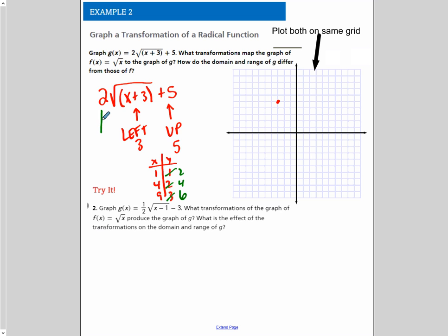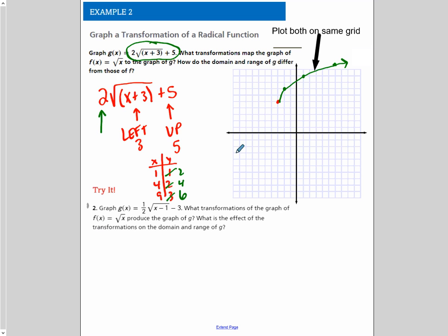Okay, so from this vertex, we'll go right 1, up 2, back to the red dot, and then we'll go over 4, up 4. And then instead of 9, 3, we'll go right 9, up 6. We're off the screen just a little bit, but as you can see, this shape gets steeper by a factor of 2. So that is the transformation of 2 times the square root of x plus 3, plus 5.